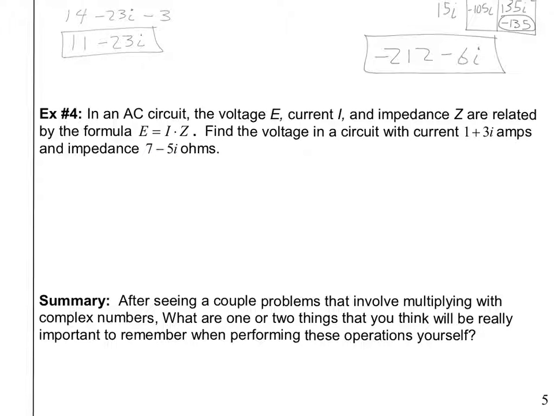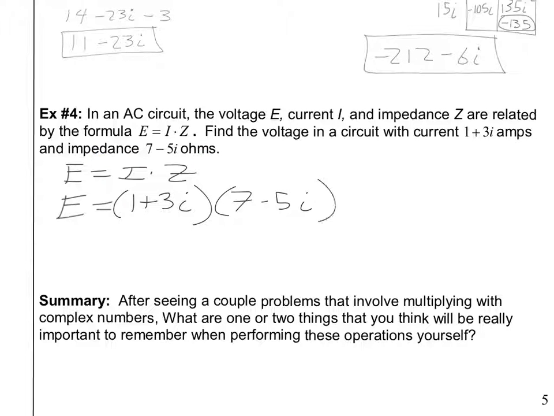So remember that E equals I times Z. E is what they're trying to get us to find. I is the current, and the current here they say is 1 plus 3i. So 1 plus 3i. Z they tell us right here is the impedance, and the impedance in this problem is 7 minus 5i, so I'm just going to do 7 minus 5i. So this is just multiplying. That's all this is. So let's use the box method.